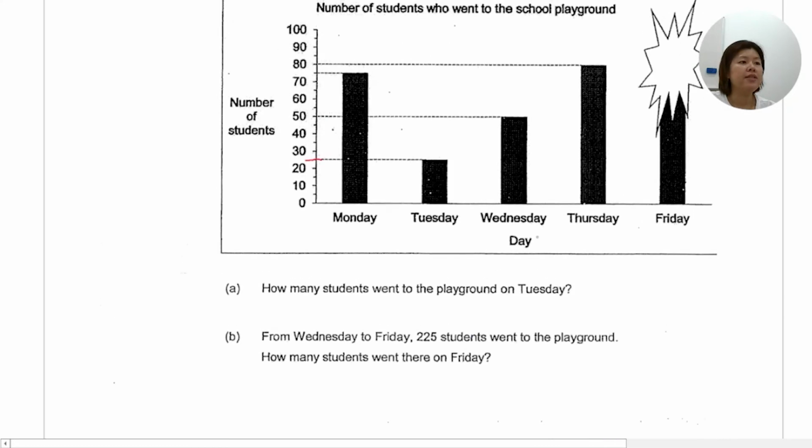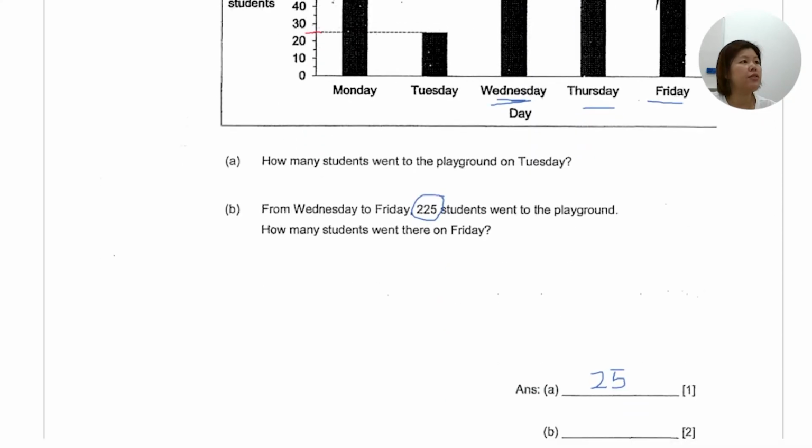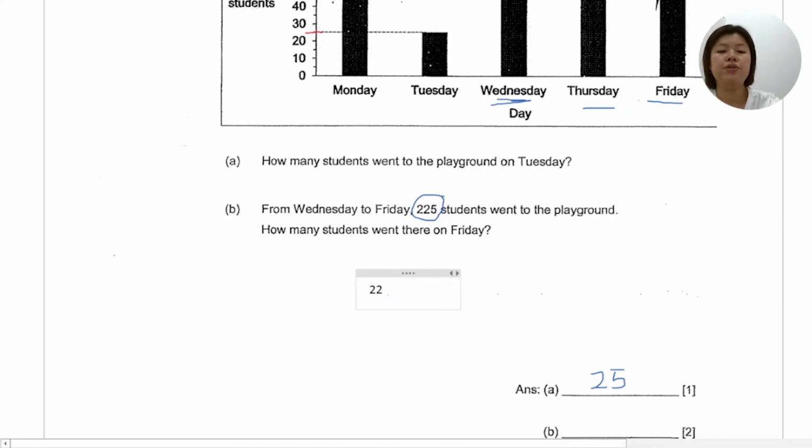Okay, so from Wednesday to Friday is 225. So I can find Friday by finding my Wednesday first. Wednesday is 50. Thursday is 80. Okay, so let's find our Friday. Our Friday is 225 minus 50 minus 80, which is 95.